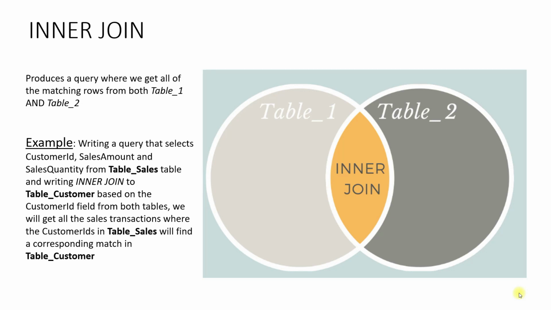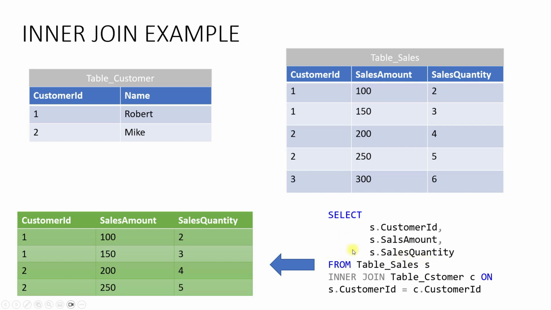So when we query the sales table, we want to perform an inner join to the table customer, based on the customer ID field from both tables. What the inner join does is get all of the transactions from what we call the base table, the table that you have in your from statement. I'm going to explain that in much more detail in just a second. The tables that we use to perform inner joins on, we call lookup tables.